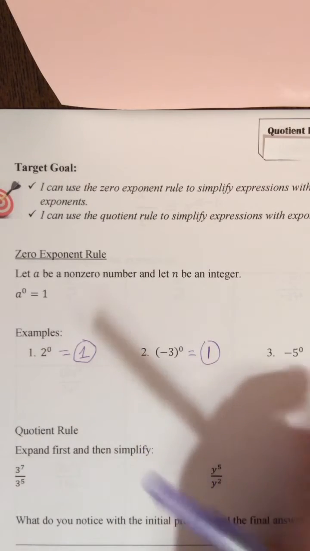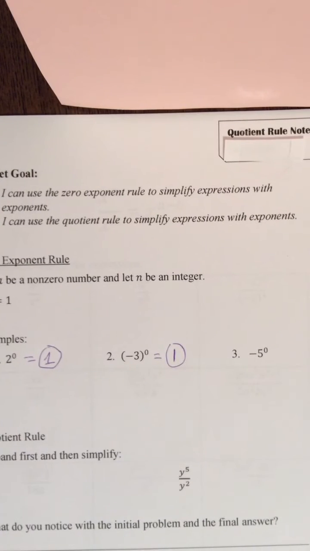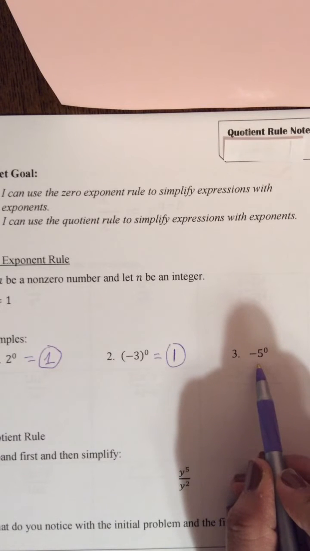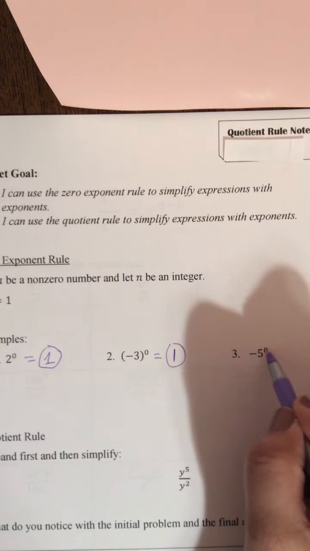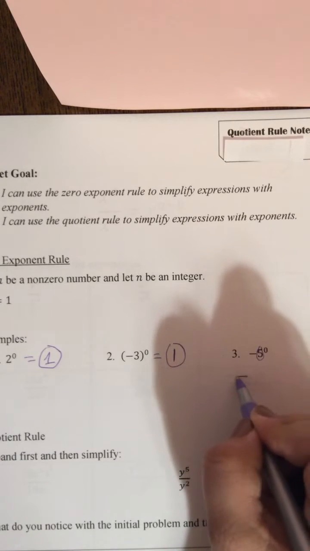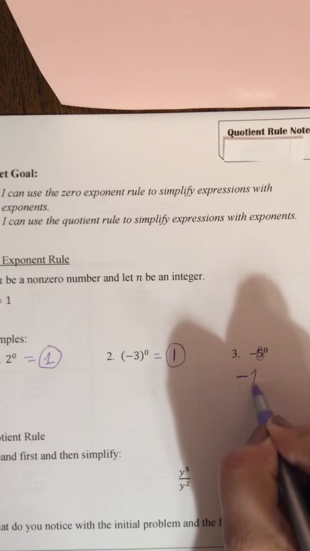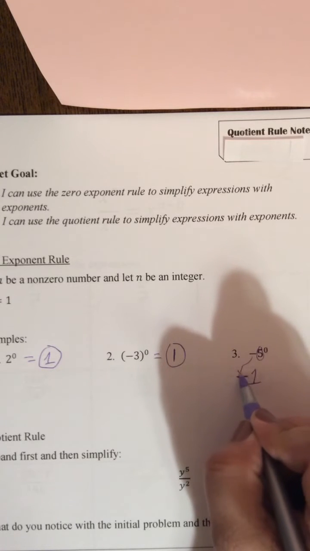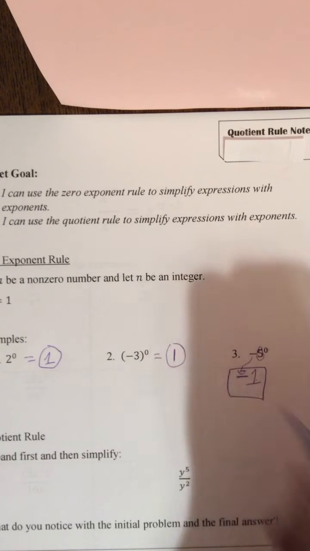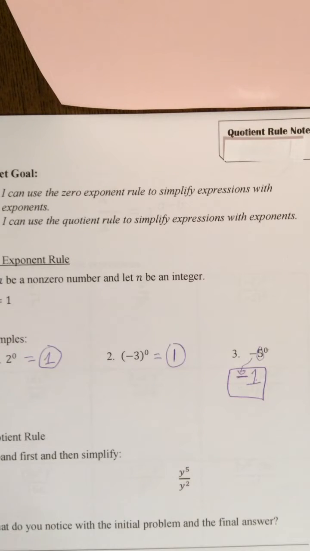Now this one, number 3, is a little bit more complicated because you have negative 5 to the 0 power and it's not in parentheses. If it's not in parentheses, that exponent only applies to the 5. So really, this is going to be negative 1 because the negative just comes down and 5 to the 0 is 1. So then your answer is going to be negative 1. So any number to the 0 power is just 1.